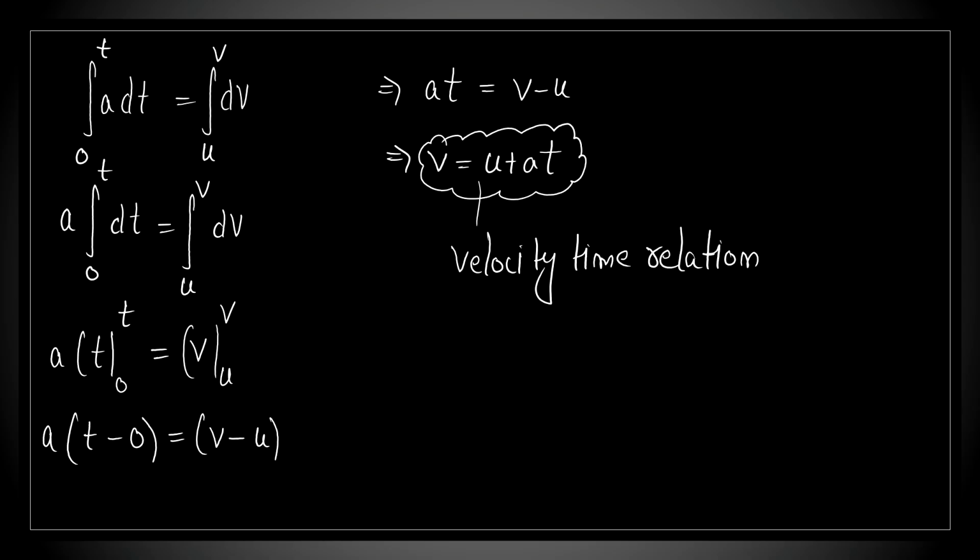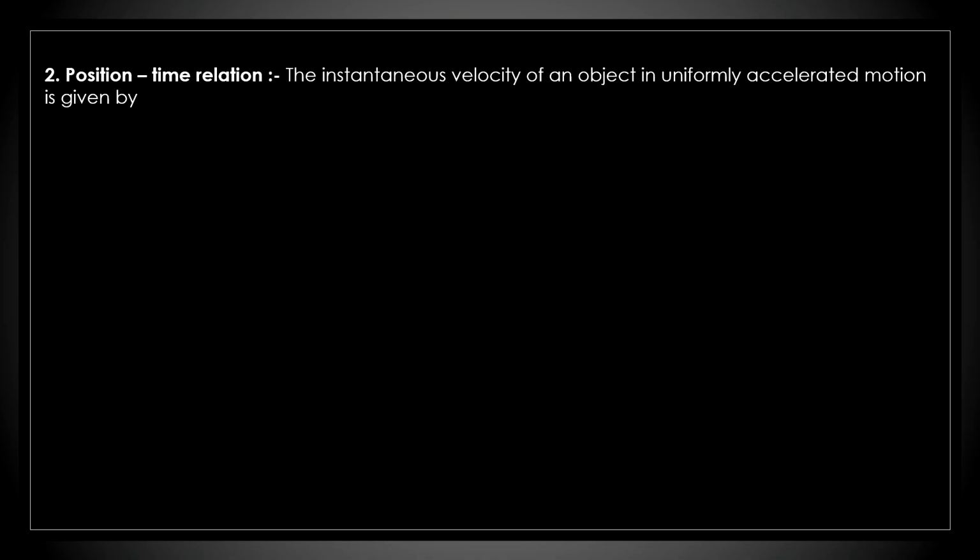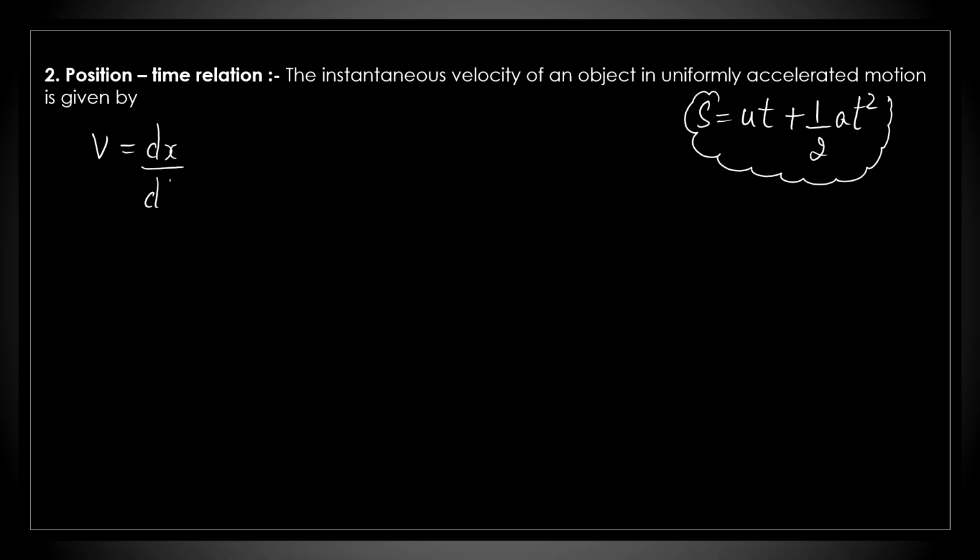Okay. Then the second equation is s equal to ut plus half at square. This equation is called the position-time relation. The instantaneous velocity of an object in uniformly accelerated motion is given by v equal to dx upon dt. Then cross multiply: v dt equal to dx, which is equation first.